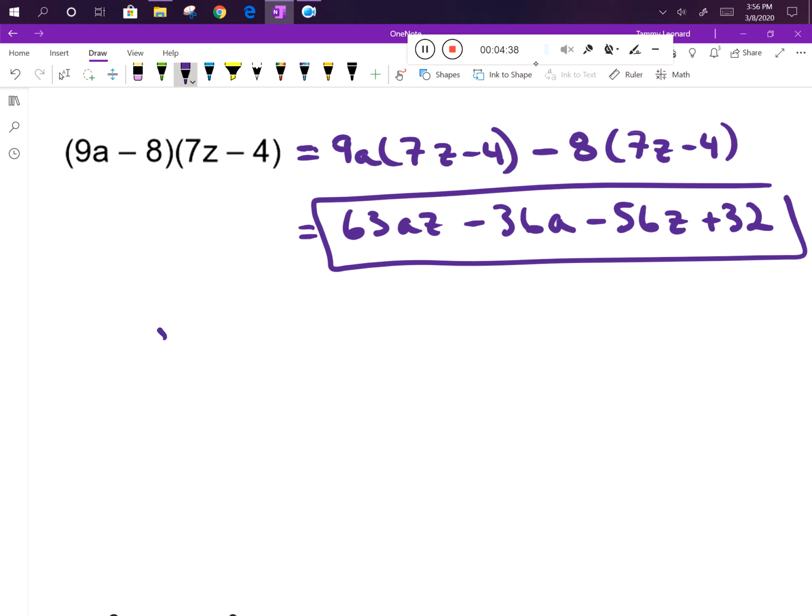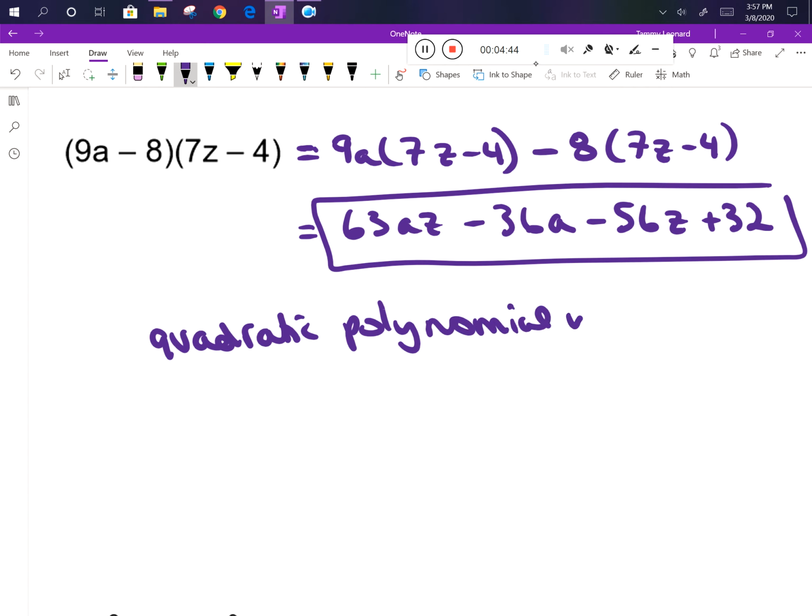We would call this a quadratic polynomial in 4 terms.